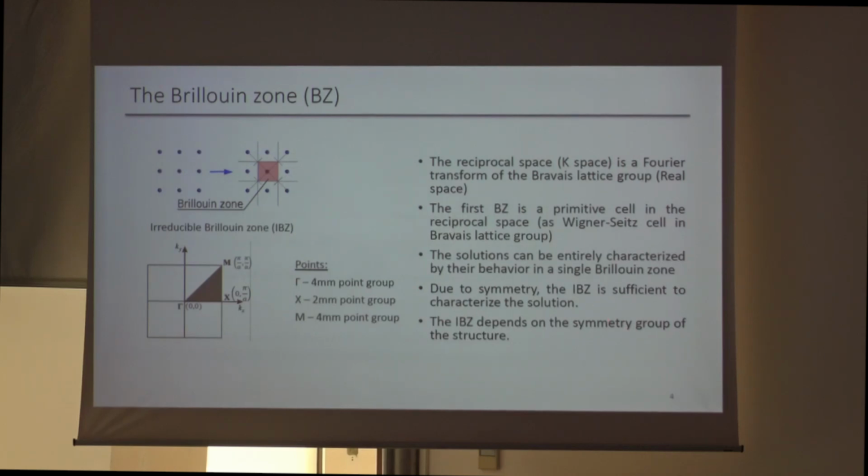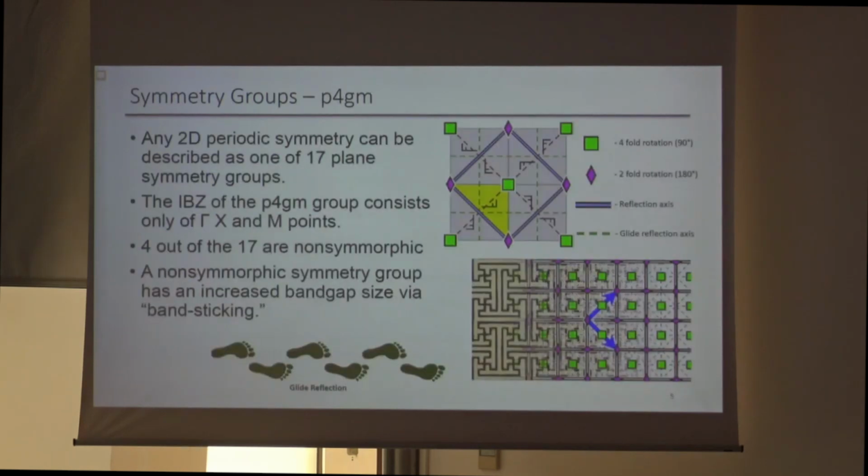Okay, and depending on the symmetry group of our periodic structure, we can immediately define the irreducible Brillouin zone, and then we need to solve the wave problem, like an eigenvalue problem, only for this range of the wave vectors in the K space in order to find the band gaps.